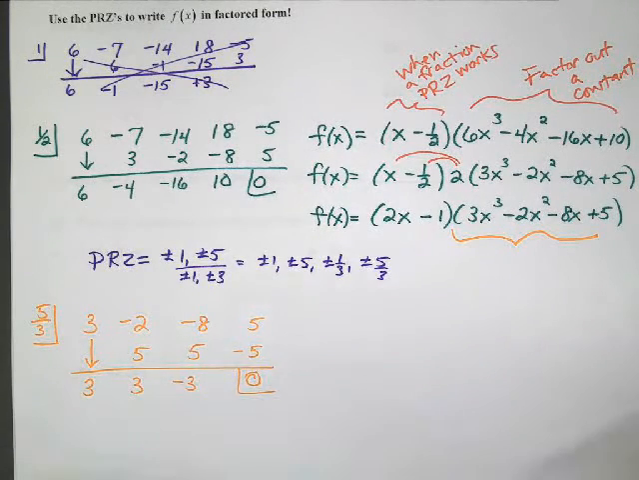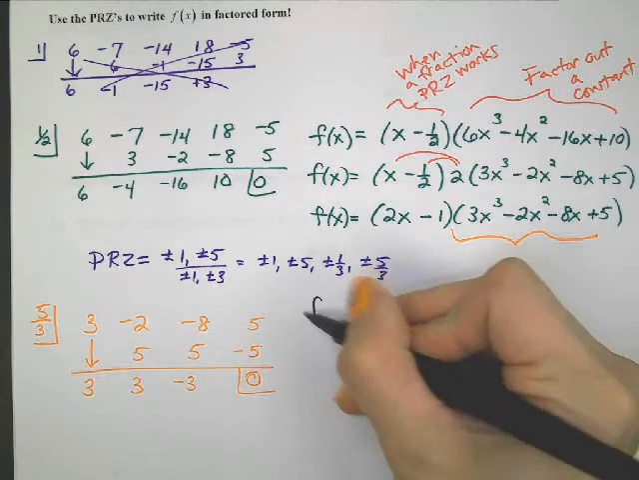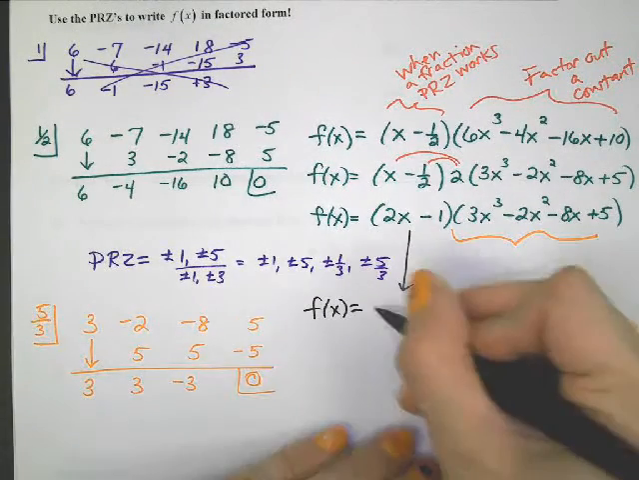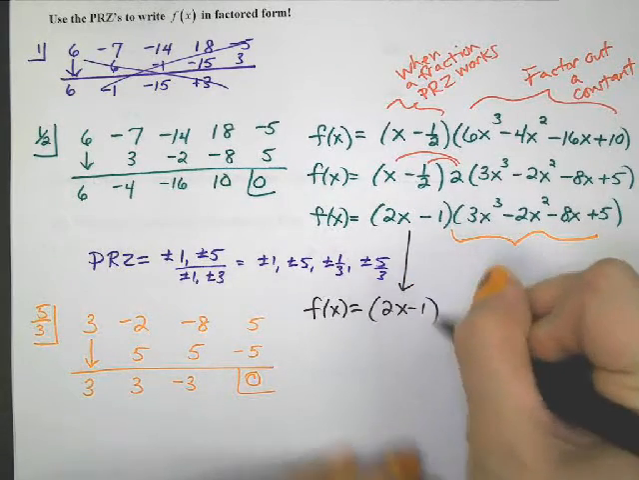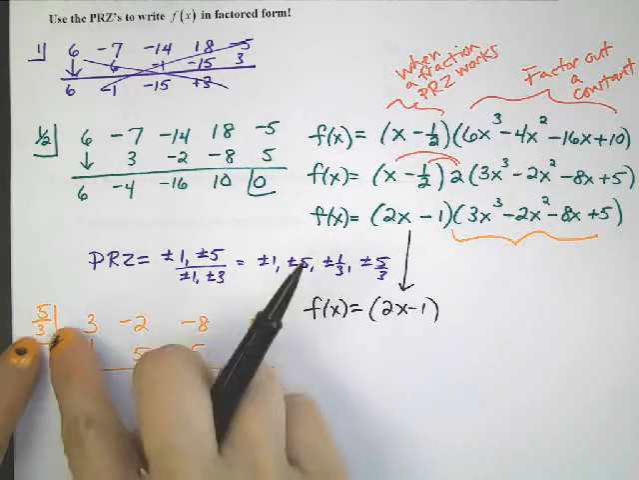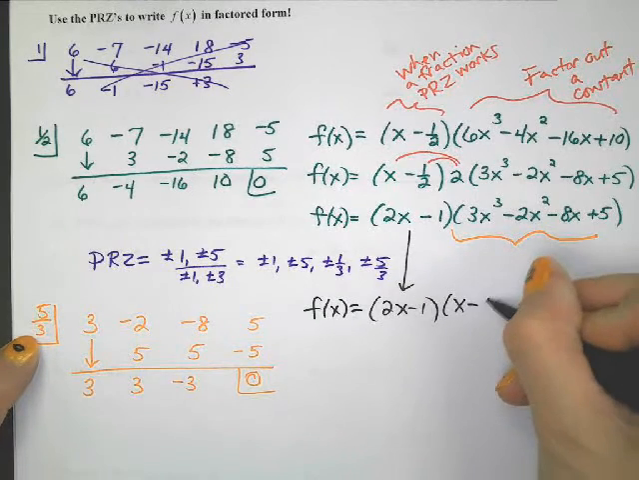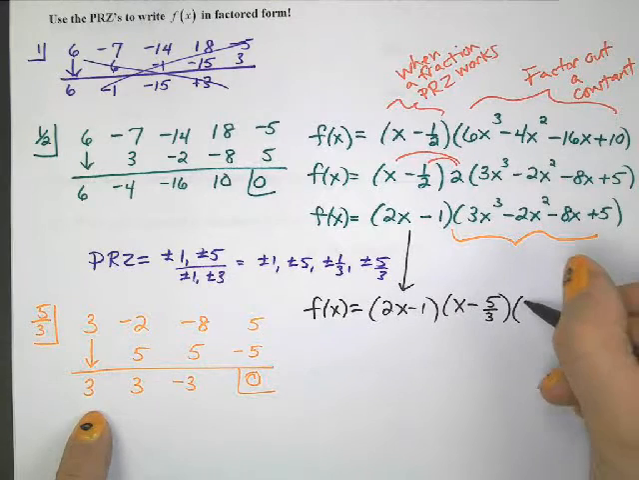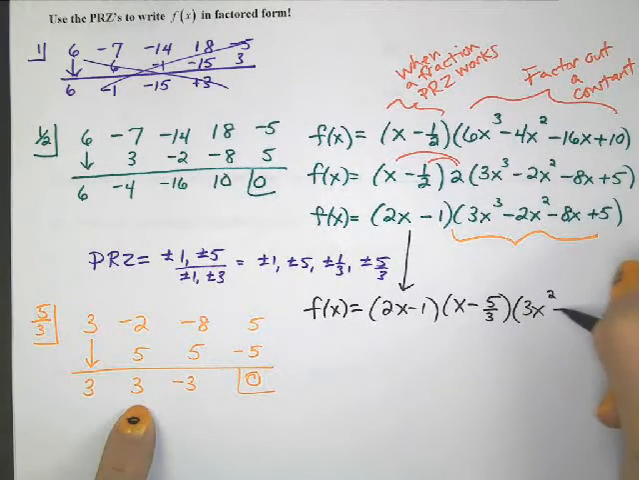So let's go ahead and write our f of x in factored form. Don't forget to write f of x. Okay, we still have this first factor that we found, 2x minus 1. The 0 that worked is 5/3, so I'm going to say x minus 5/3. And then our quotient here is 3x squared plus 3x minus 3.